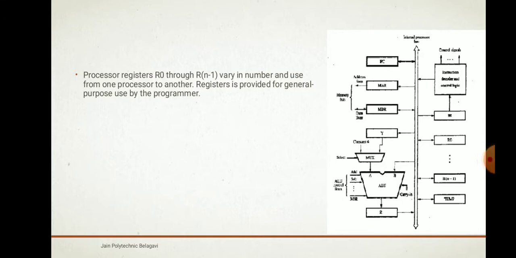Now the processor registers, R0 through Rn-1. So these are the processor registers, and they may vary in number and use from one processor to another. So it may be R0 to R4, or you can say R0 to R3. Now these registers are provided for general purpose use by the programmer.